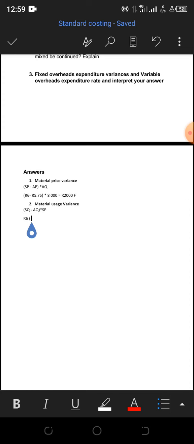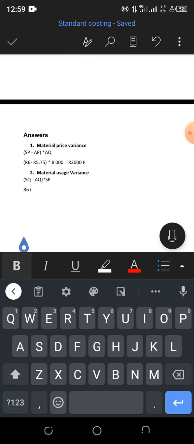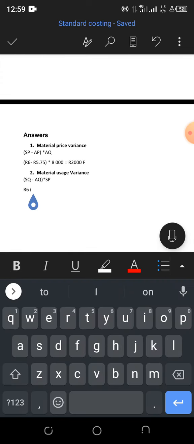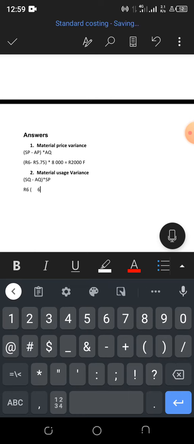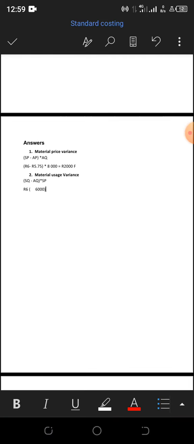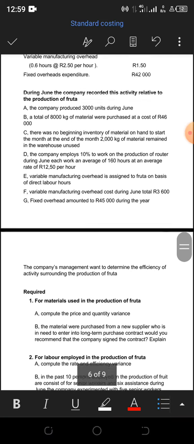Which means our actual quantity will be, okay, it's going to be 6,000, sorry, because we subtracted 2,000 from 8,000. Now we are looking for the standard quantity. Okay, let's check.